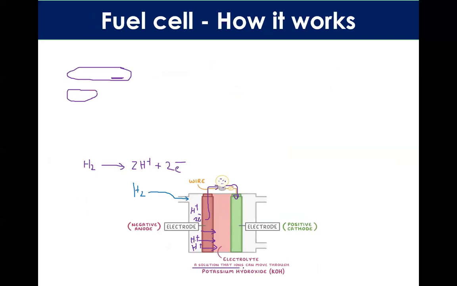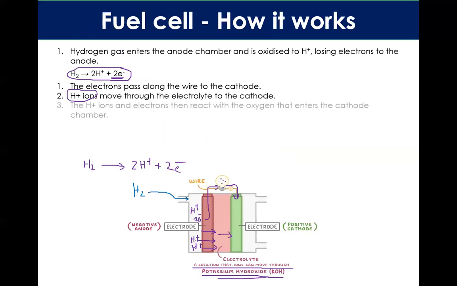The electrolyte is a solution that contains ions and can conduct electricity. In this case, we use potassium hydroxide solution. So hydrogen ions will move through this electrolyte to the cathode. The hydrogen ions and the electrons then react with oxygen. Electrons are coming from the other side, and hydrogen ions from this side.